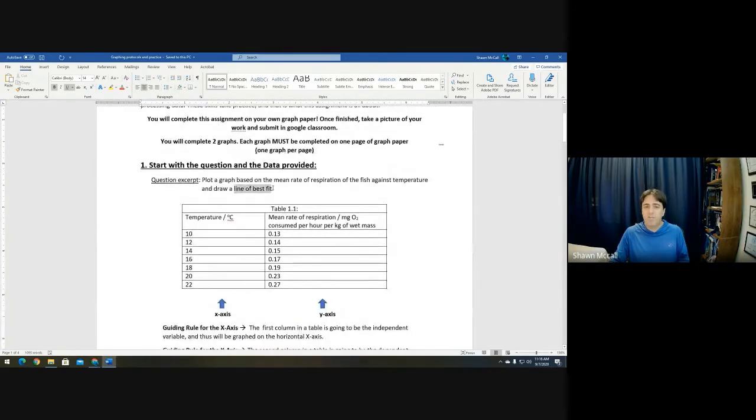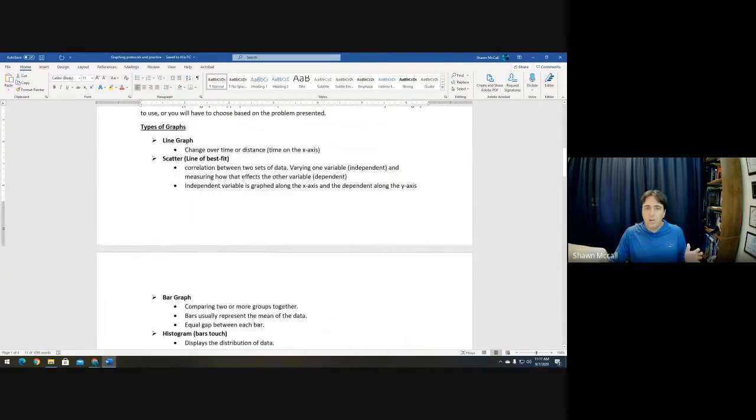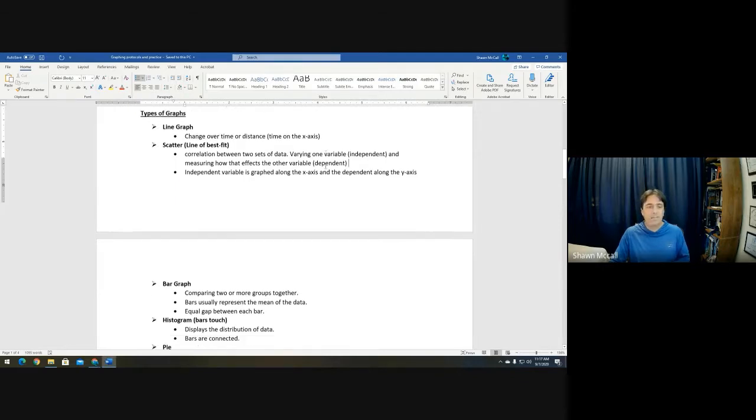Okay, so just keep in mind that you are not always given the line of best fit up here. If that wasn't there, you're looking at mean rate of respiration of fish against temperature. That's telling you that essentially what this is, is the correlation between two sets of data. All right, that's probably going to be a scatter plot and a line of best fit. So keep that in mind.